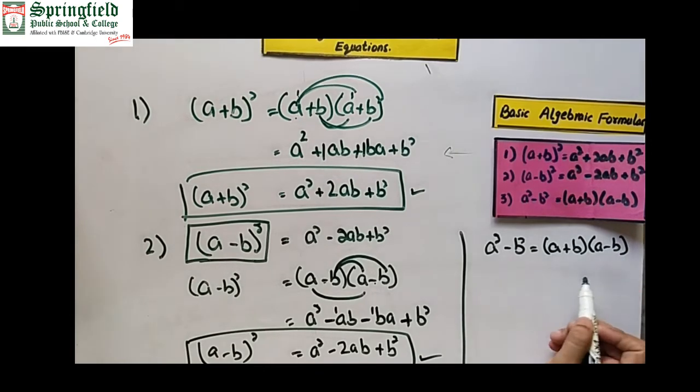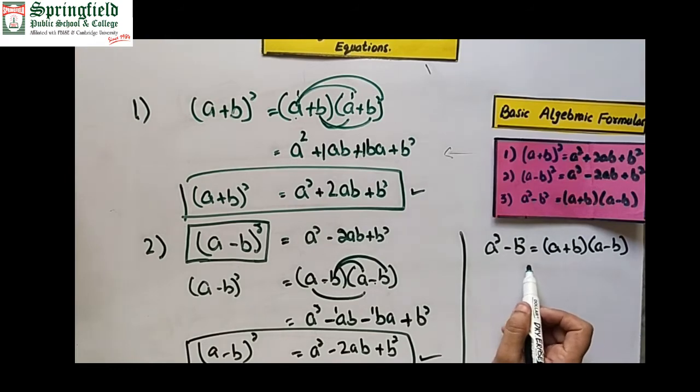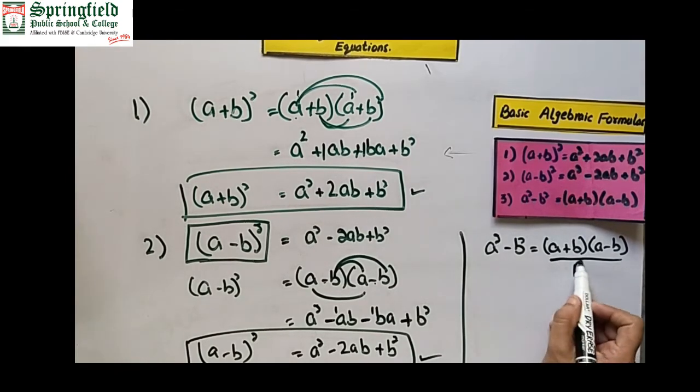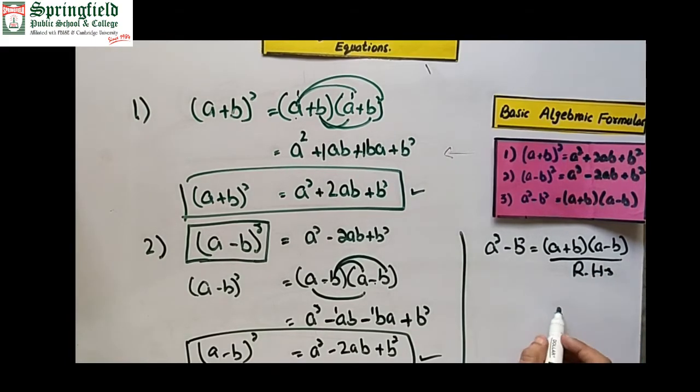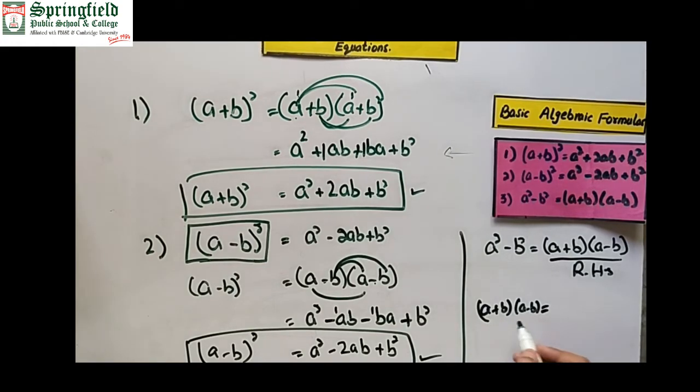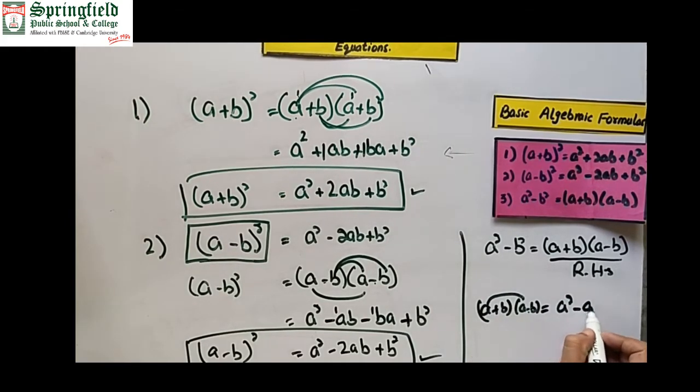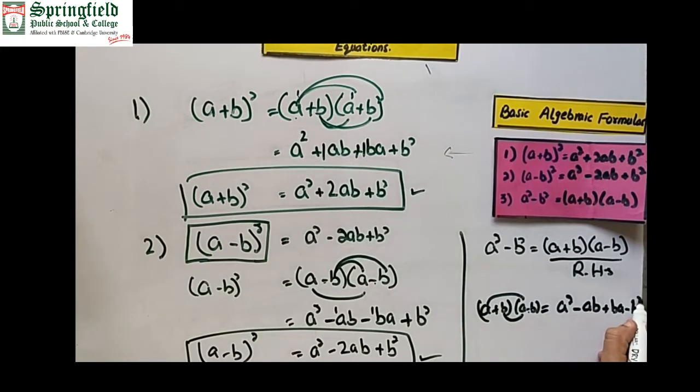This is the third formula that we'll use in exercise 6.1. Okay, beta, we can prove that. So take the right hand side. This side is called the right hand side. So take the right hand side and then find out the solution. So a plus b and a minus b, what will be the product of these two terms? a will multiply with a, it will become a square. Then minus sign, a will multiply with b, so it will become ab. Plus sign, take the b, b will multiply with a, and then minus b square.